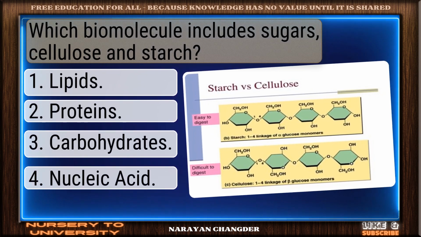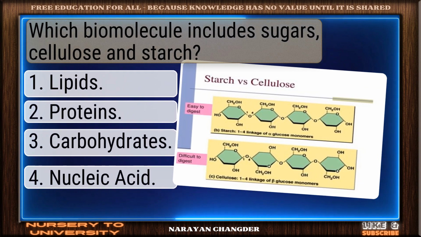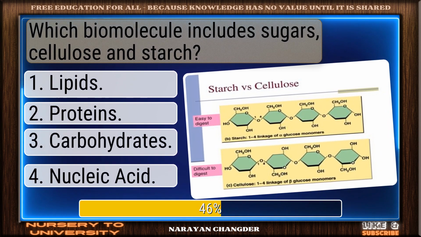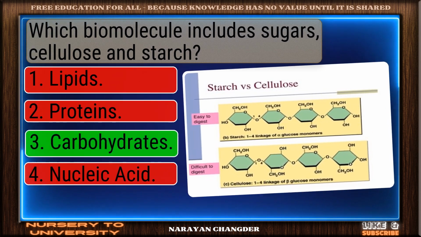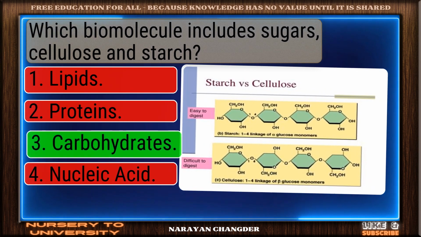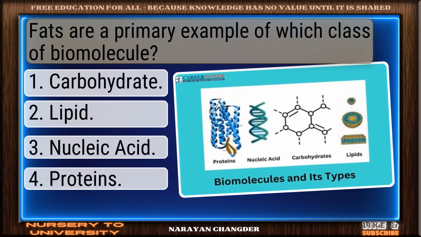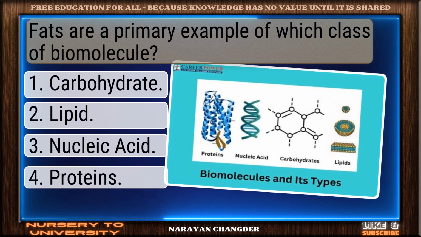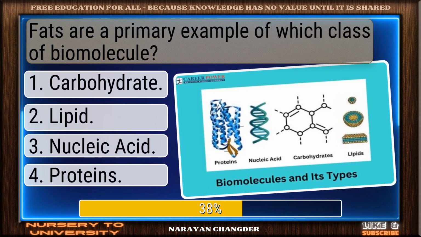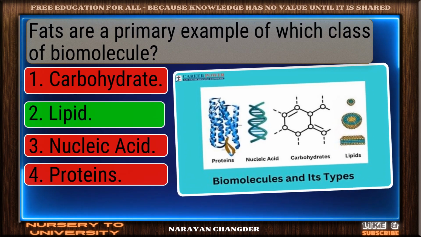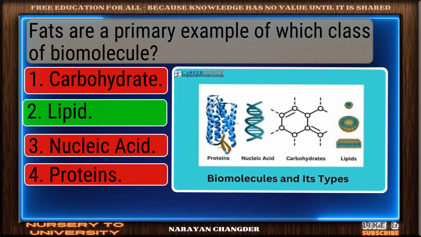Which biomolecule includes sugars, cellulose, and starch? Exactly, carbohydrates make sense. Fats are a primary example of which class of biomolecule? On track, lipid is correct.